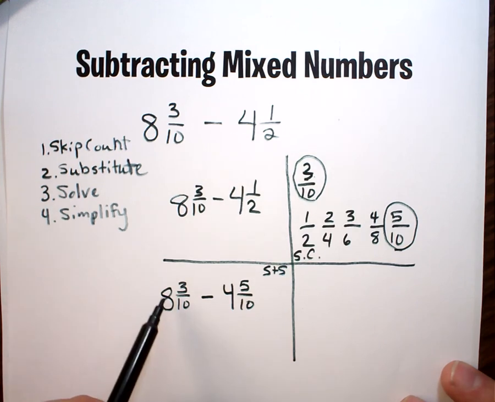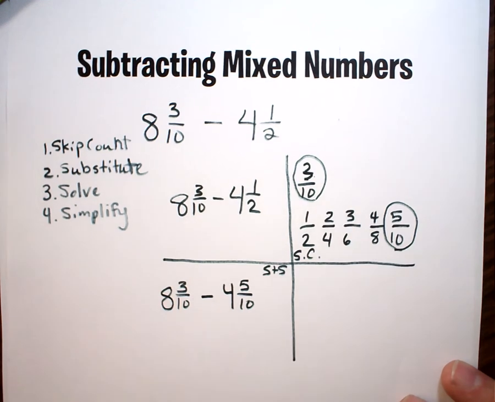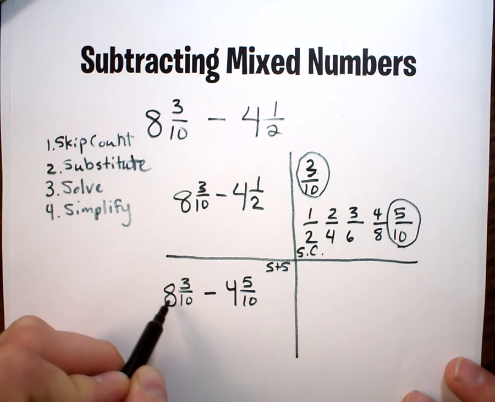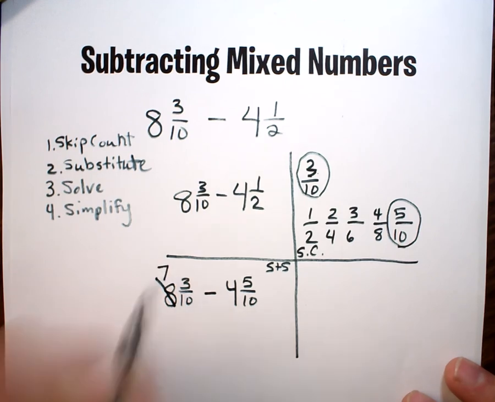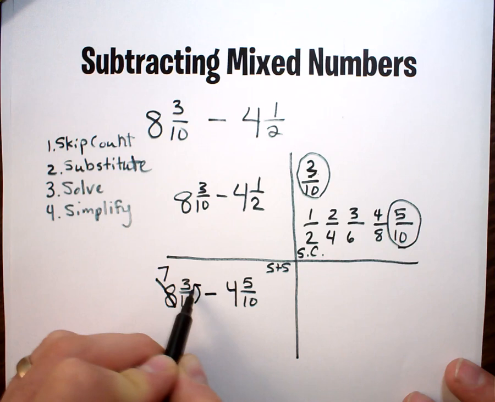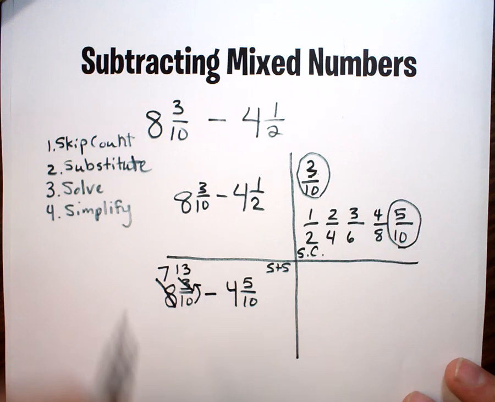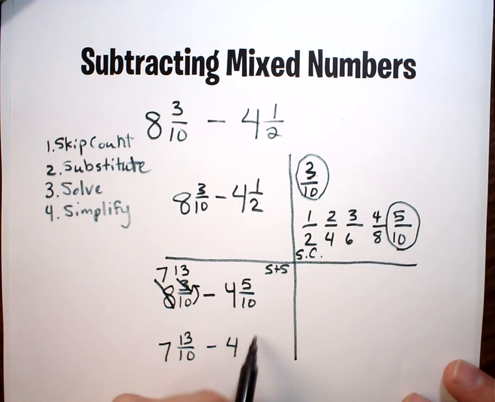I can borrow from the 8 and put it into the fraction part. The way you do that is you take 1 from the 8, and it becomes a 7. And then I add the denominator to the numerator, and it becomes 13. So I end up with 7 and 13/10 minus 4 and 5/10.